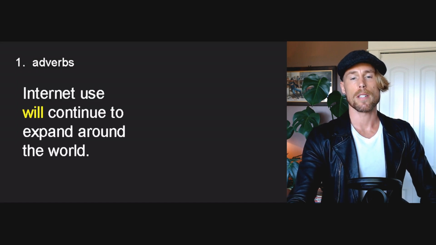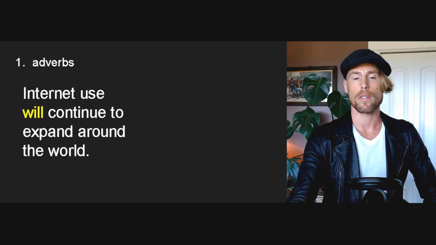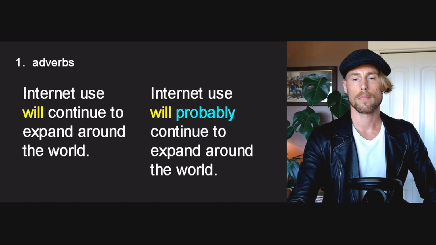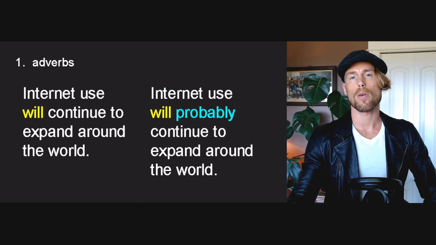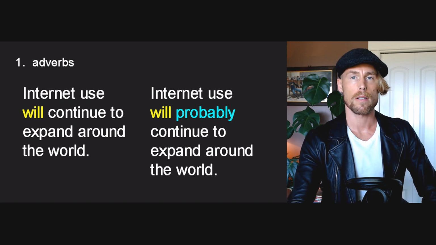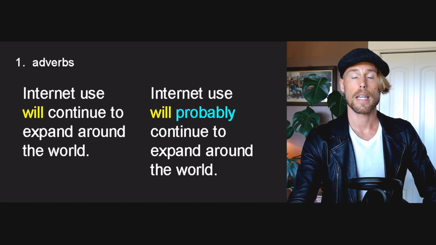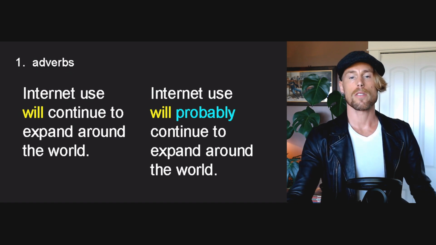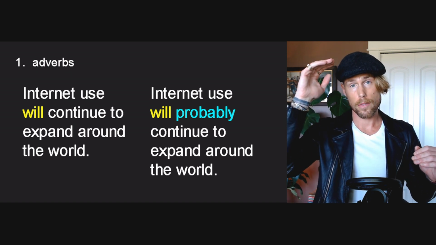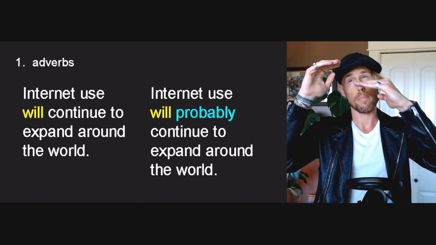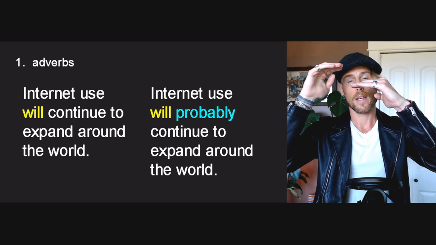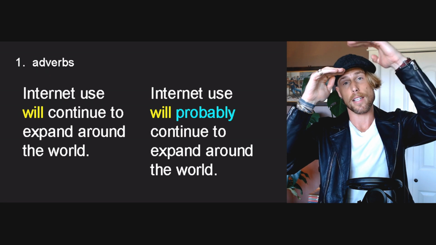Internet use will continue to expand around the world. Internet use will probably continue to expand around the world. So is this example more certain or less certain than the sentence on the left? It is less certain. So, internet use will continue. Internet use will probably continue. Internet use will definitely continue.